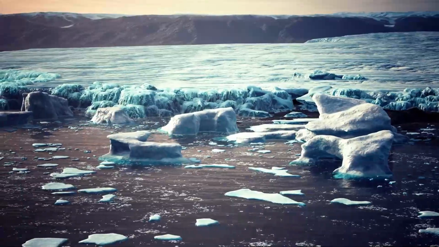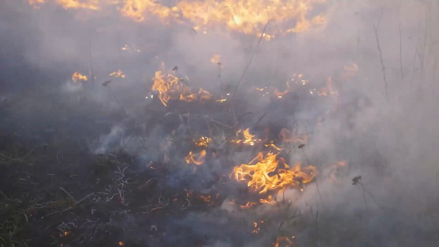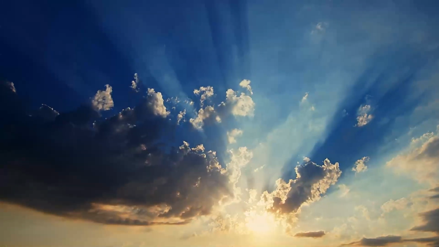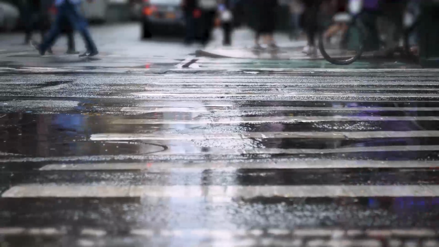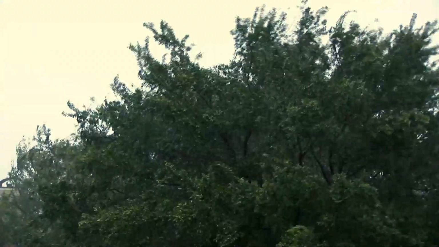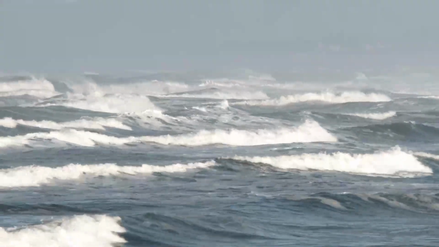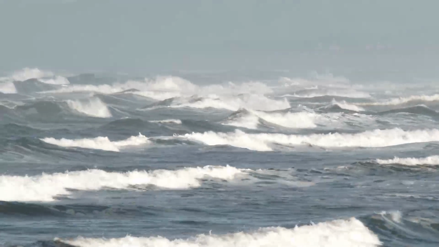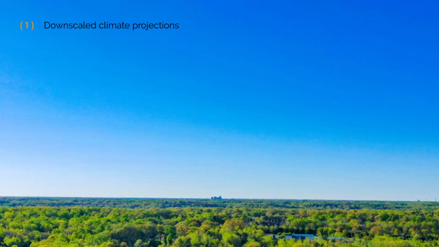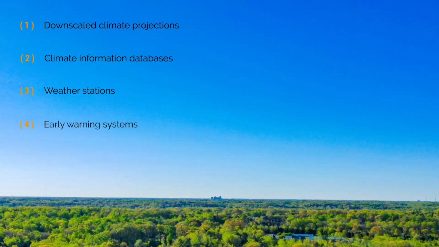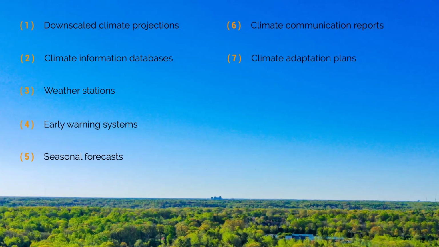Let us understand climate information as our past, current, and future climate conditions. These help us define the different climate scenarios we may face, which in turn allow us to prioritize our adaptation actions. The sources of climate information include downscaled climate projections, climate information databases, weather stations, early warning systems, seasonal forecasts, climate communication reports, climate adaptation plans, and a repository of other climate-related reports.